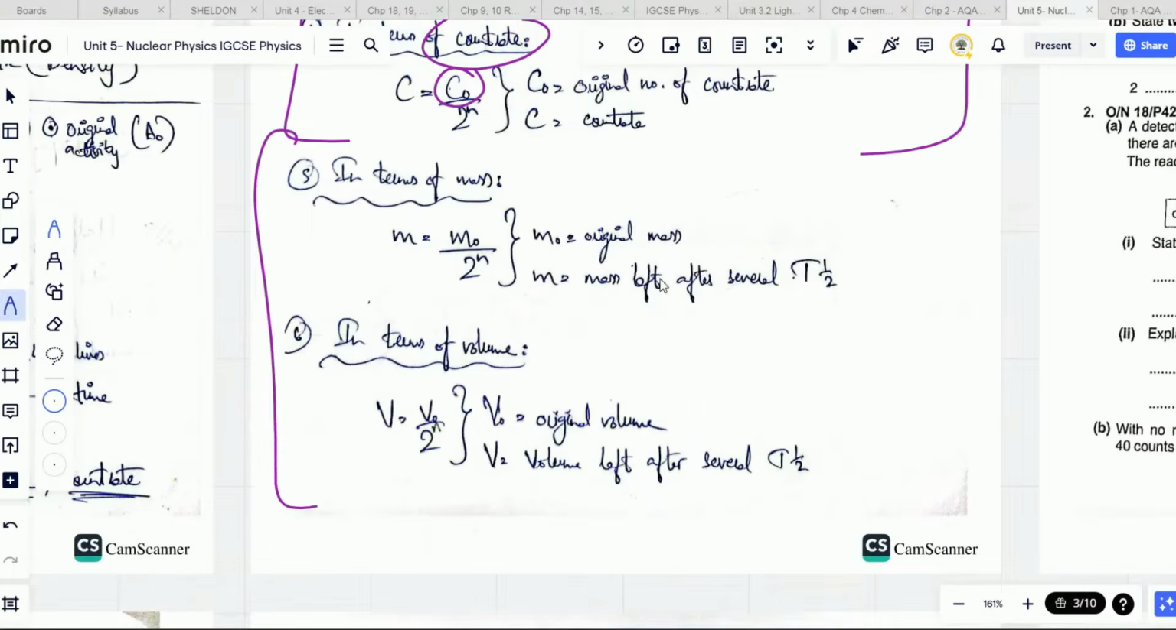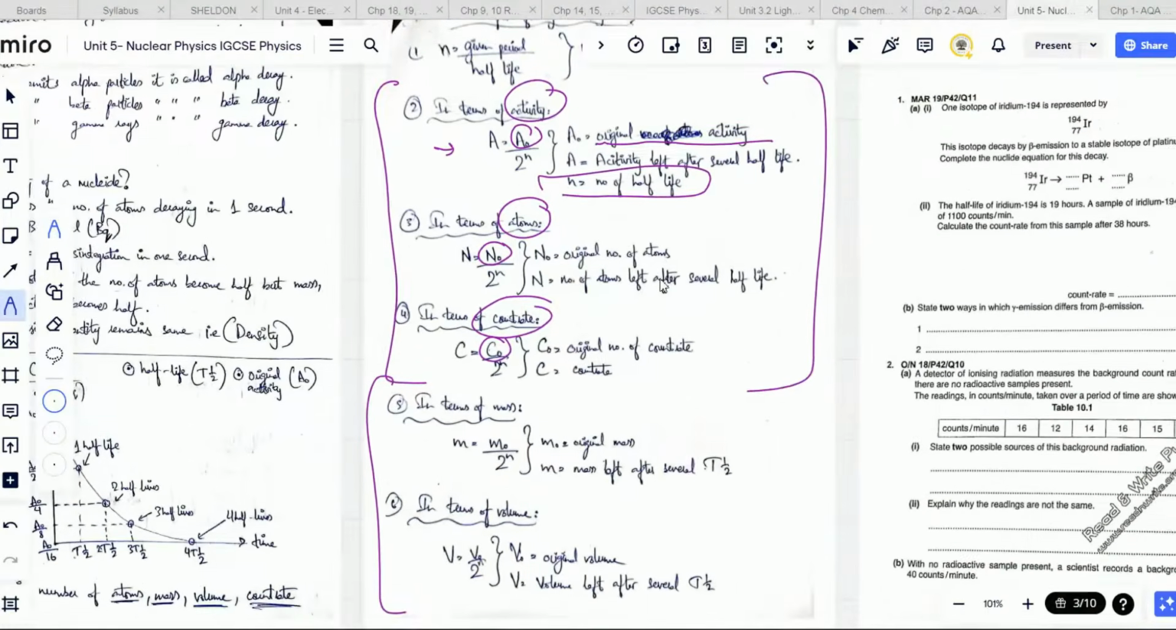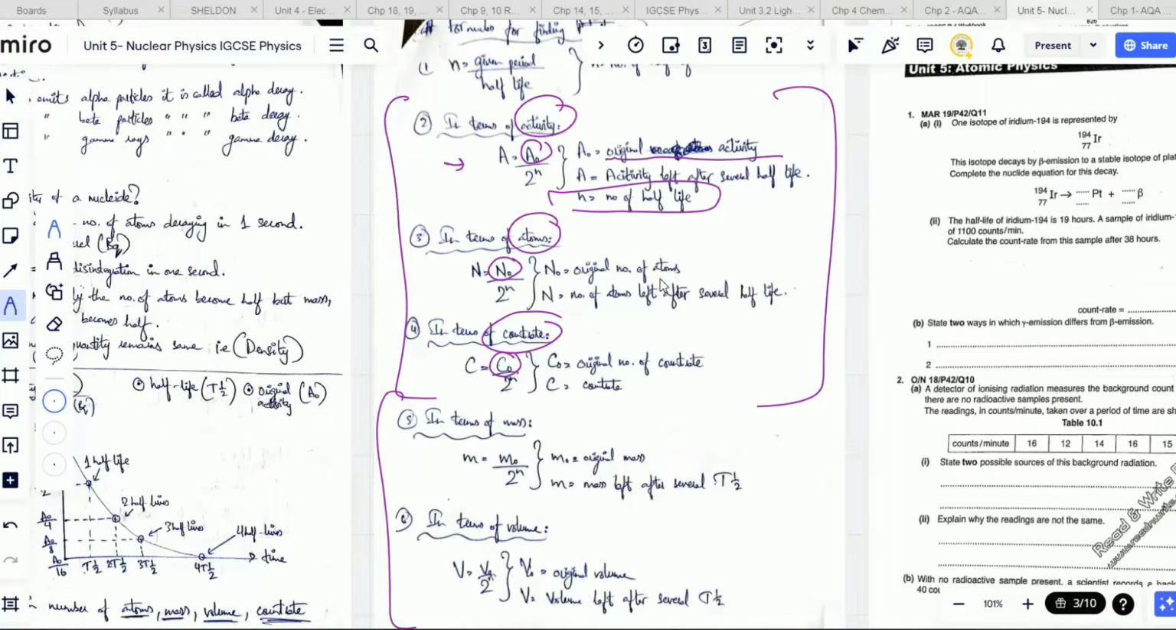Now have a look here. In terms of mass as well, same thing. What you all need to remember is that they could ask you the activity, the atoms, the count rate, the mass or the volume in the questions. For all of them, you will have to simply take the original values provided in the question and divide them by 2 to the power n, where n will always be the number of half-lives.